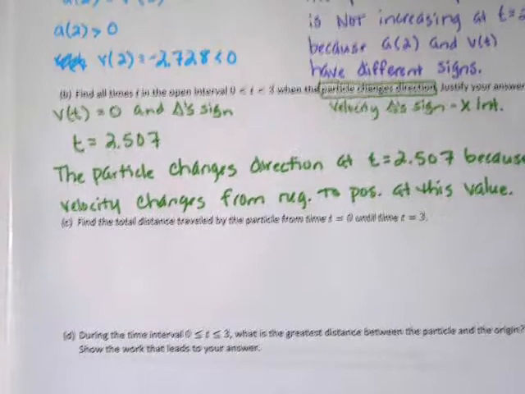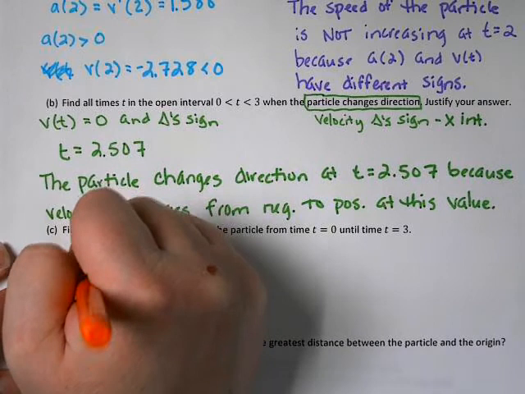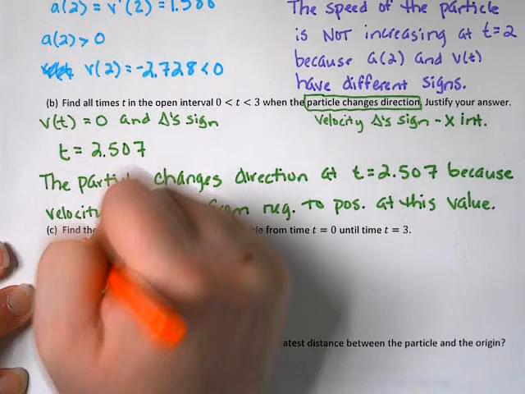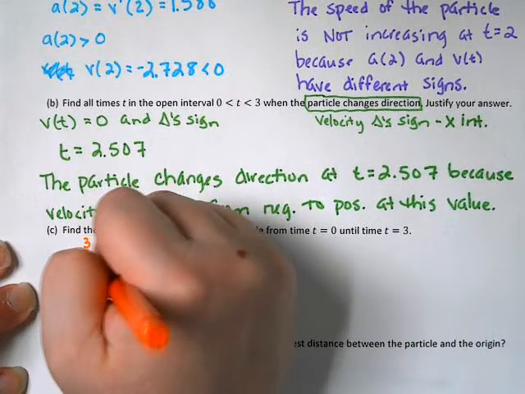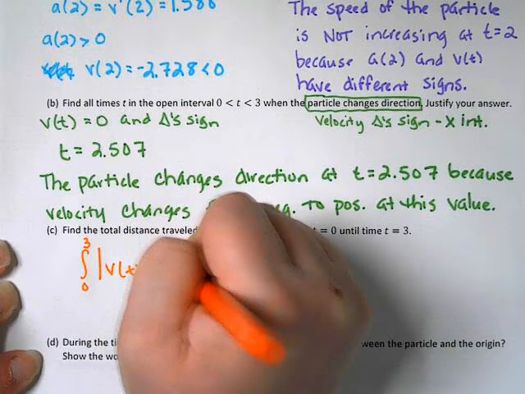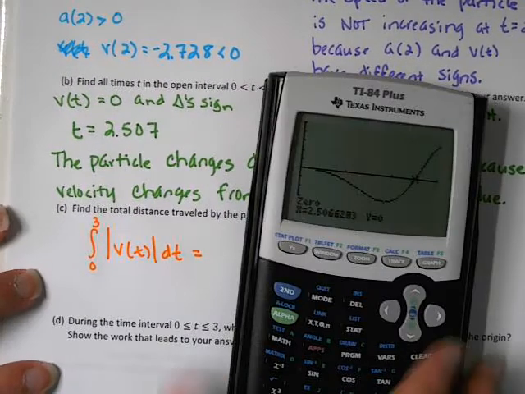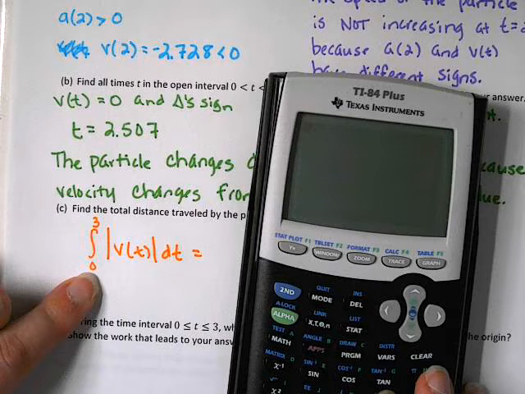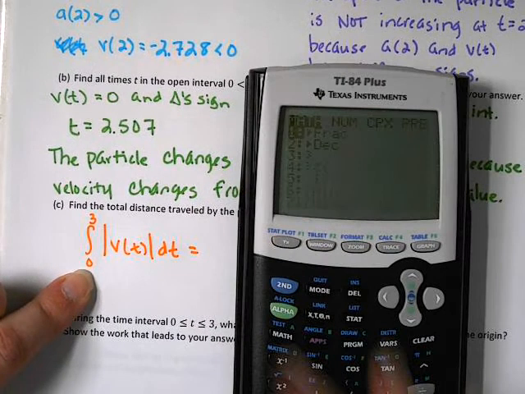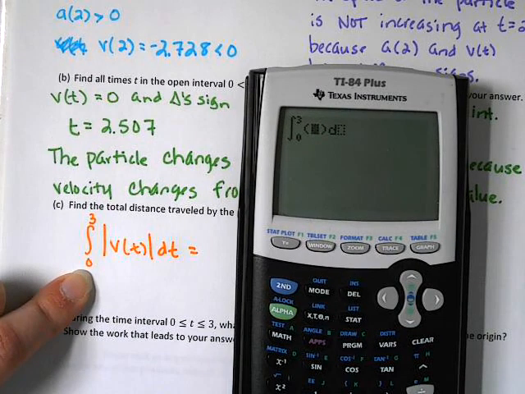Find the total distance traveled by the particle from time t equals 0 to time t equals 3. So what we are going to be doing is finding the integral from 0 to 3 of the absolute value of v of t dt. This is just a straight up calculator question, which is really nice, and there's no justifying this one. Since I want an integral, I'm going to do math 9, go from 0 to 3, and now I need to put the absolute value in there.